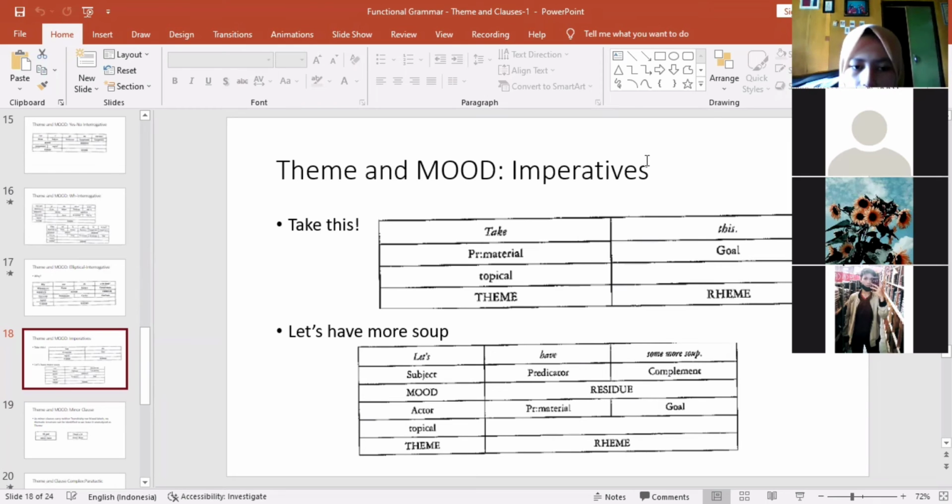And another example: let's have some more soup. Let's is subject in the mood analysis, and have is predicator. Some more soup is complement. And then for the transitivity analysis, let's is actor, have is material process, some more soup is goal. In theme and Rheme analysis, let's is topical theme, and have some more soup is Rheme.